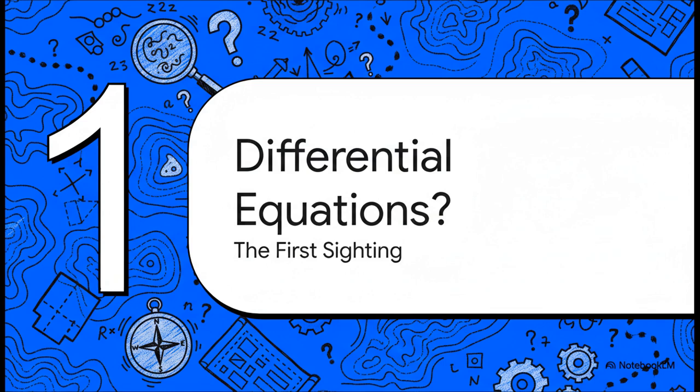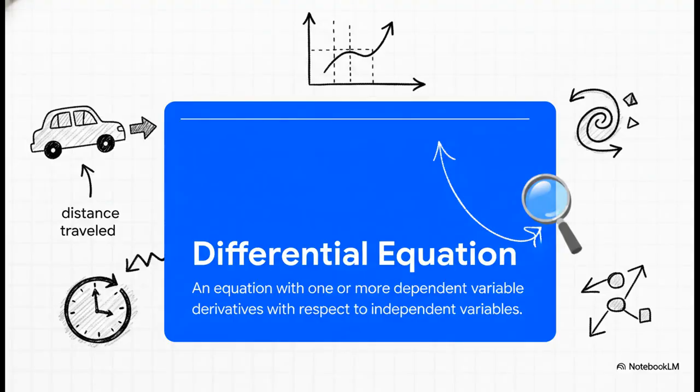Okay, so first stop on our expedition, basic identification. Before we can figure out what these equations do, we've got to know what they are. What does one look like? What are its tells? So here it is, the textbook definition. Sounds a little dense, I know, but let's break it down.